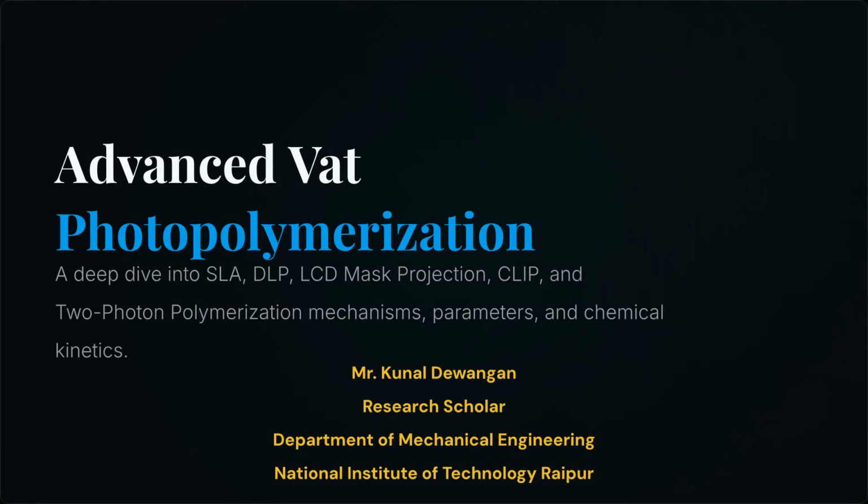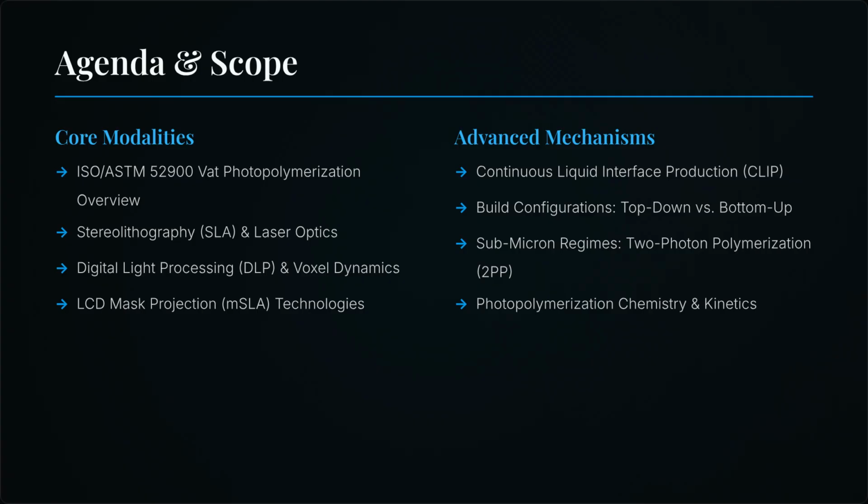Welcome to this video on advanced vat photopolymerization. We will explore key technologies, including SLA, DLP, and two-photon polymerization, along with the underlying chemical kinetics. This video covers the core modalities of vat photopolymerization and advanced mechanisms like CLIP and sub-micron 2PP, as well as the chemistry driving these processes.